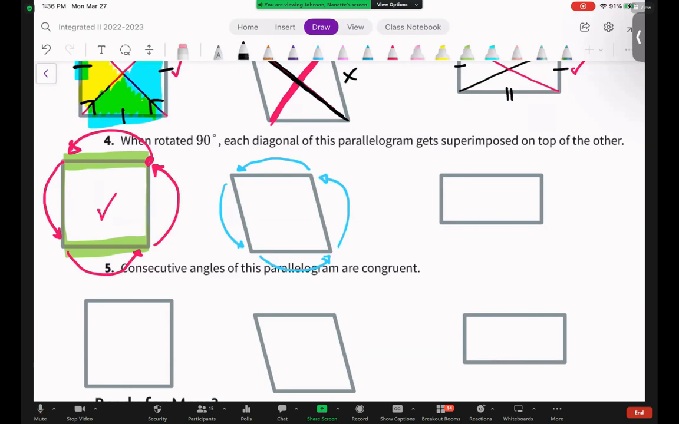Something's in my eye. Okay, figure out the rectangle. Ouch.